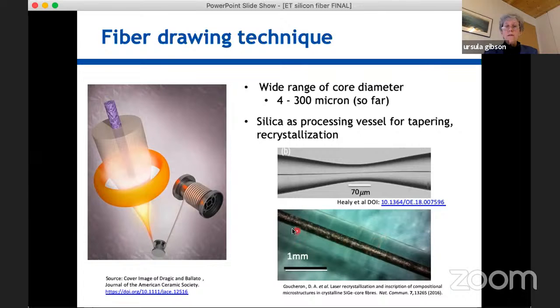Down below is an example. This is actually a silicon germanium alloy, and so there are some slight mottling effects due to the way that those two materials segregate out when you first form them. But you can see that the material as drawn essentially is a rod which has a silica coating, and then inside is the semiconductor material of interest.